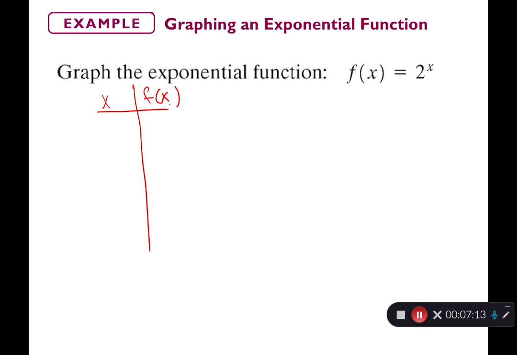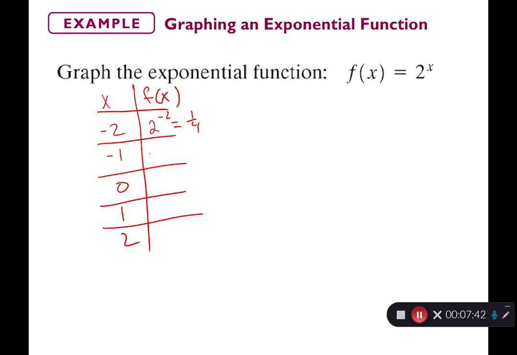Now, your table of values will get very large very quickly. So I would hover right in the area between -2 and 2. All right, so when we take -2 and plug it in, we have 2 to the -2 power, or that would be 1/4. We plug in -1, I have 2 to the -1 power, which would be 1/2.